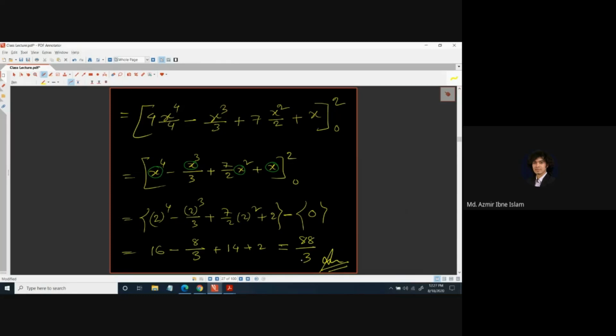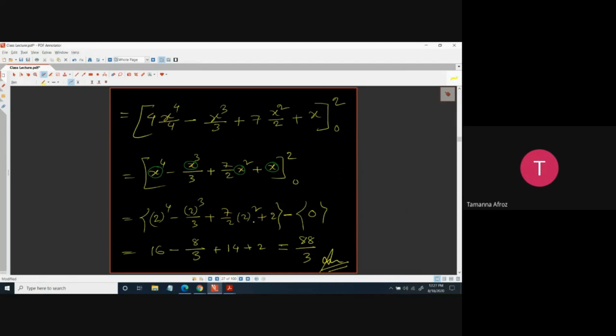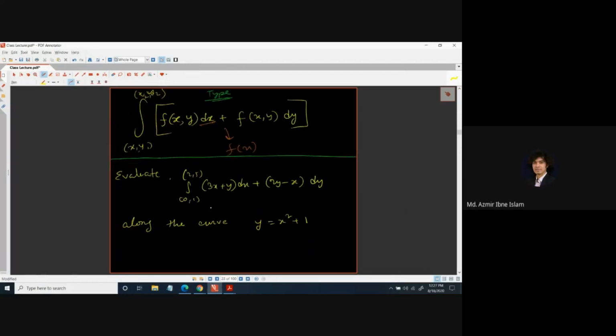So have you understood up to this part? Yes, sir. Can you review the process in short? I'm coming again. So we have now this form. We have to integrate this integral, but the function is in this form, f of x, y dx plus f of x, y dy, and the path is coming from (x1, y1) to (x2, y2).